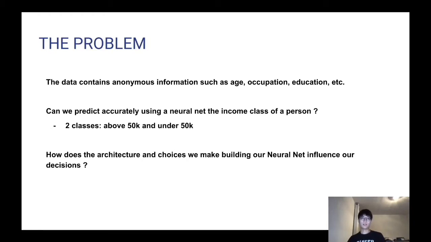So the aim of this data set is to predict if a person's income is over 15,000 a year or under 15,000 a year. So this is a classical binary classification problem. So we want to build a linear neural network to do this prediction.